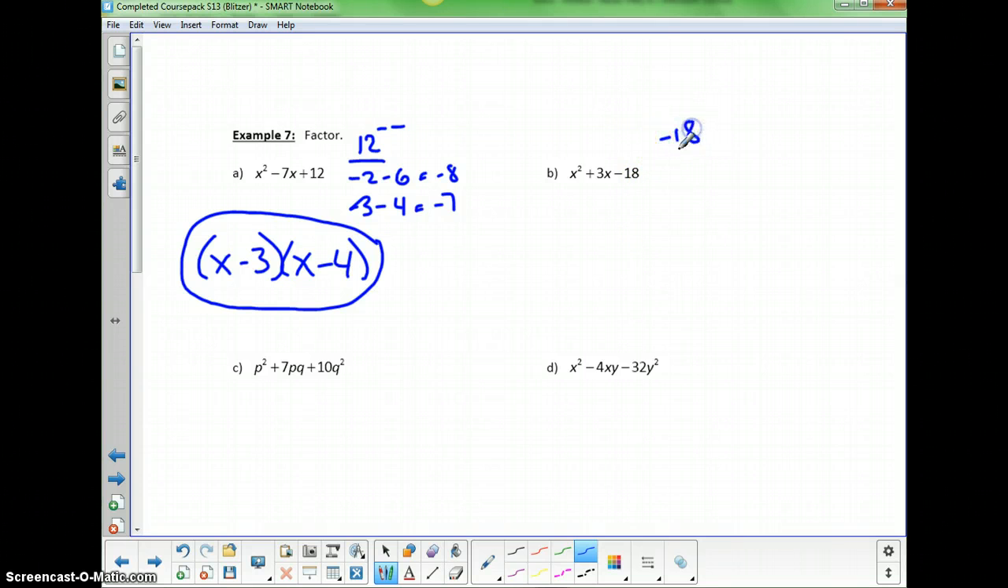Okay, so I'm going to try the next one, negative 18. I know since it's a negative number, I'm going to have one positive and one negative, and the larger number is going to be the positive since I want to have a positive sum. Okay, so 18 is 3 times 6. I want the larger number to be positive, so I'm going to write it like this, negative 3 and 6 gives me a 3. That's what I wanted. I got it on the first try this time, so I've got x minus 3 and x plus 6.